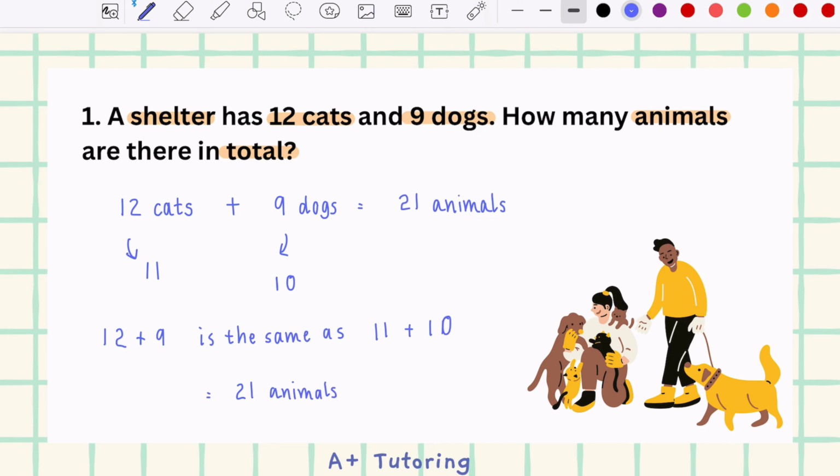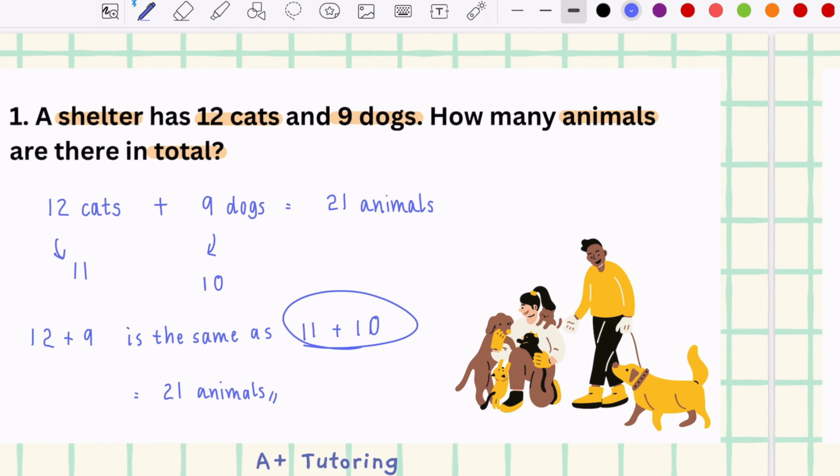So this might be an easier equation to figure out in your head. And again, with any question, make sure you use units. So animals are the units in this question. Make sure you include that in your answer. Okay, let's move on to the next question.